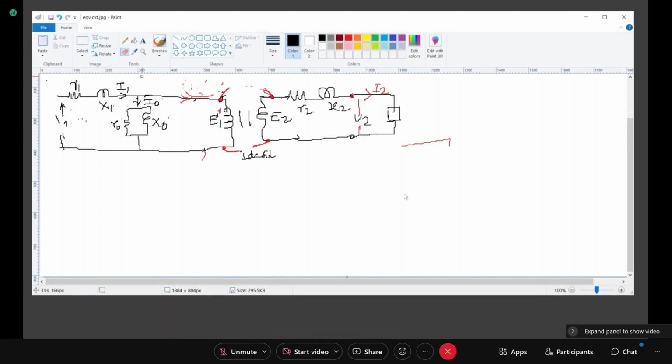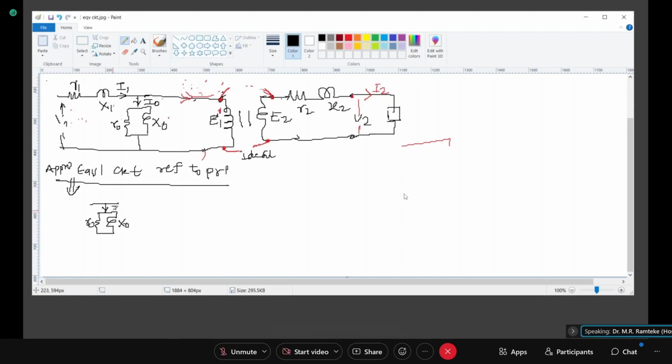Okay. Now I want to refer the circuit to the primary. Now equivalent circuit, of course we will do the approximate equivalent circuit. Equivalent circuit referred to primary. So my primary portion will remain as it is. Again I am transferring this no-load branch directly to the very first position. So this will be now X0, R0 and I0, original I0 not transferred, because we are transferring the circuit to the primary side.